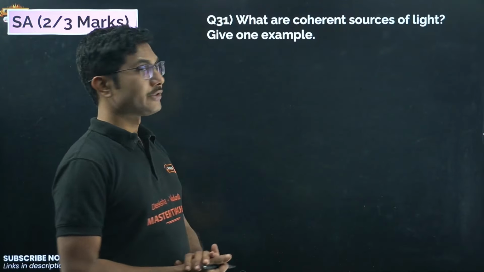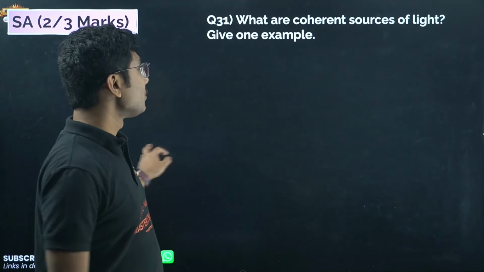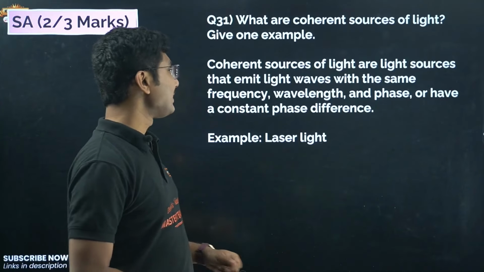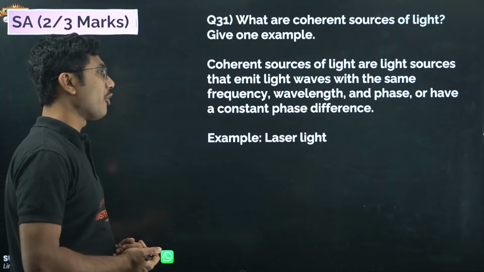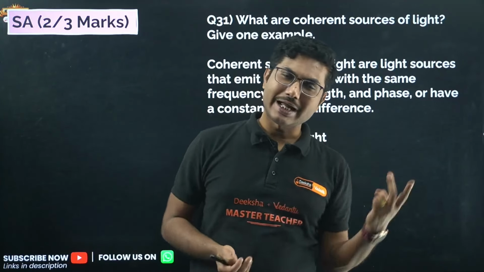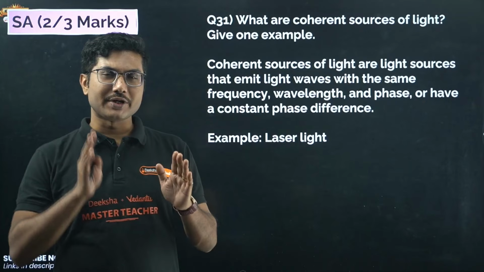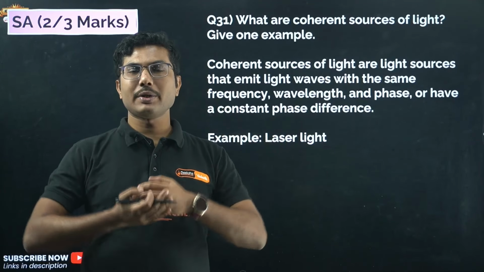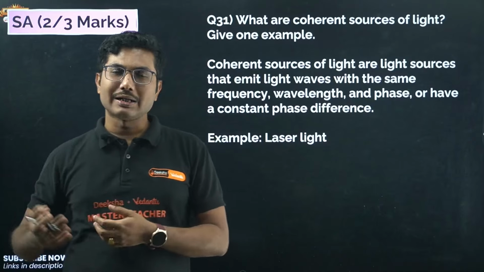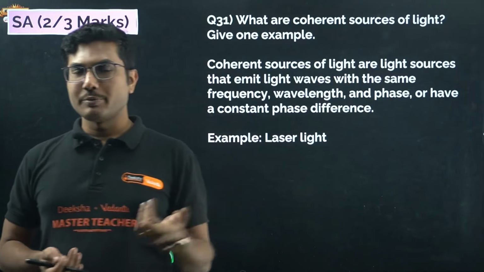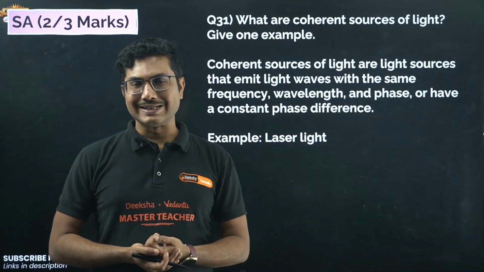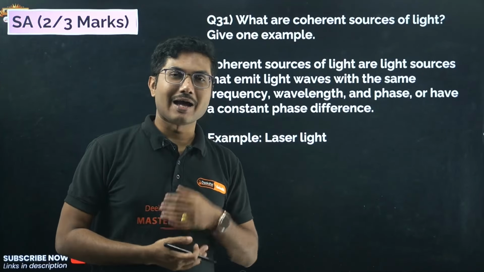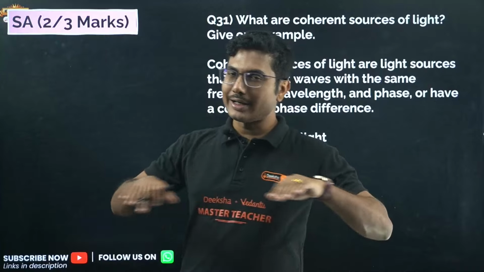What are coherent sources of light? Give one example. Okay, so coherent sources of light are light sources that emit light waves with the same frequency, wavelength and phase, or have a constant phase difference. So it can be 2 ways. One is the phase difference is constant, another one is the same phase. For example, same phase: you are in the class of 2026 batch, which will be passing out in 2026, right? So all of your batchmates are having a fixed phase relation, right? They are all at the same phase.